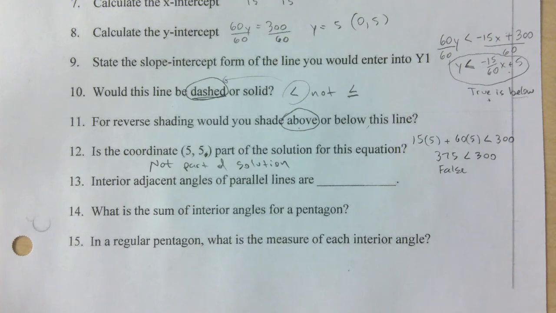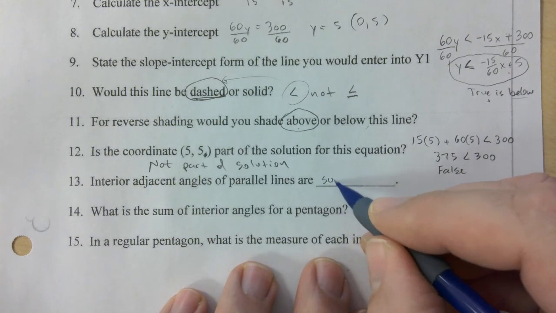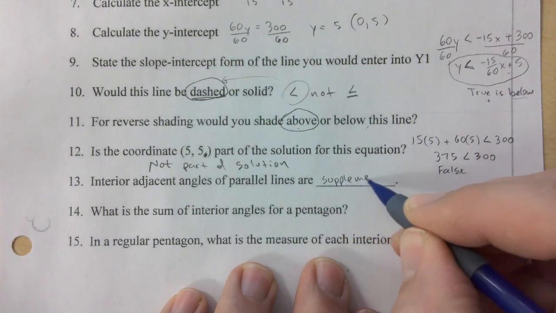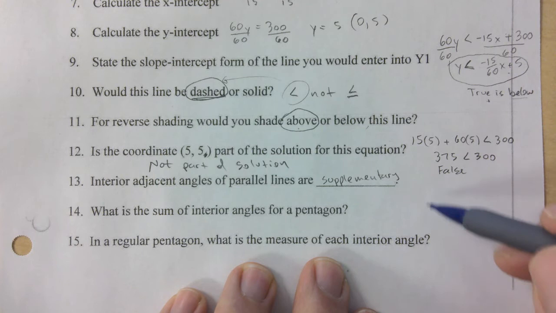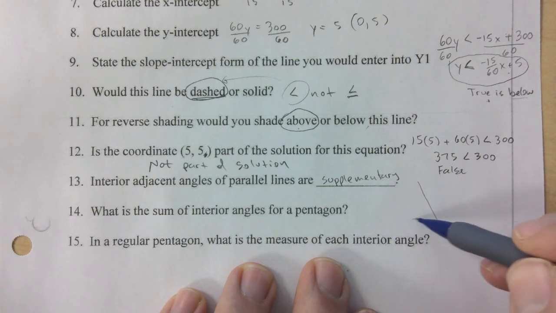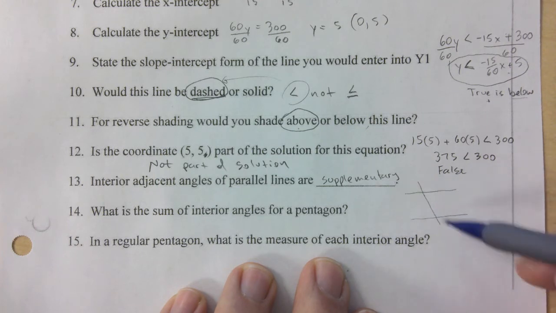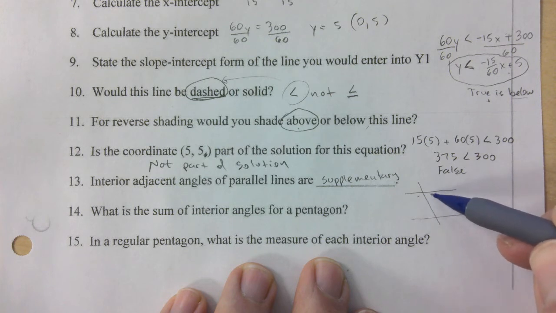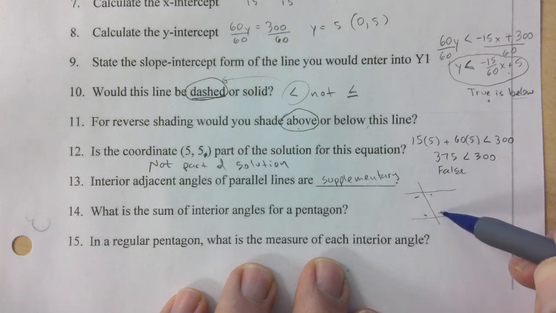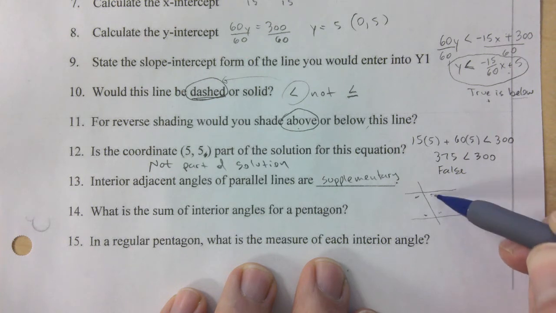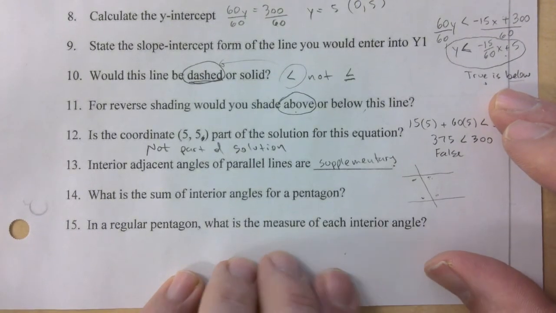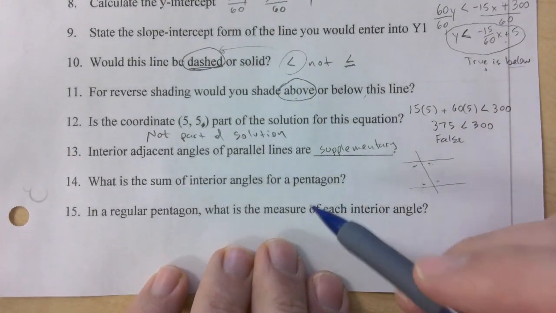Interior adjacent angles of parallel lines are supplementary. So if you think of parallel lines, interior adjacent are these two here. They're side by side, or these two here. Consecutive interior are also supplementary. So whether you mixed it up with that, you would have still had the right answer.